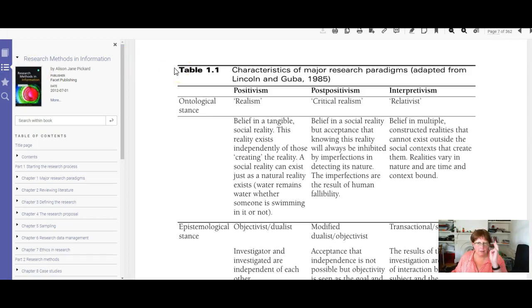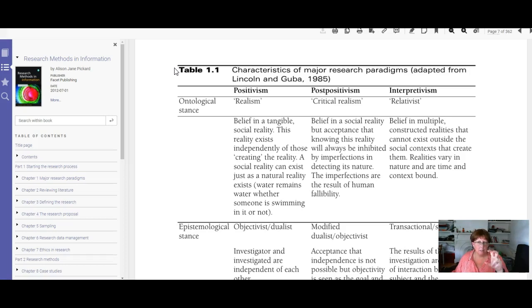So this talks about the 3 main research paradigms. Now, when we talk about research paradigms, what we really just mean is 3 different ways of approaching research. So a paradigm is just like a way of thinking or a way of approaching an issue, in this case, research. The 3 here are positivism, post-positivism, and interpretivism.